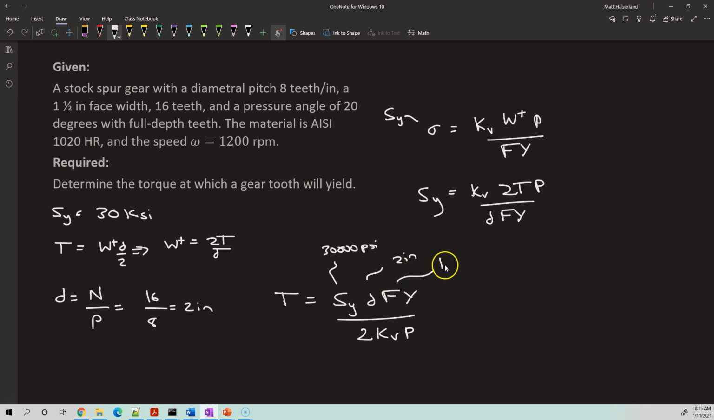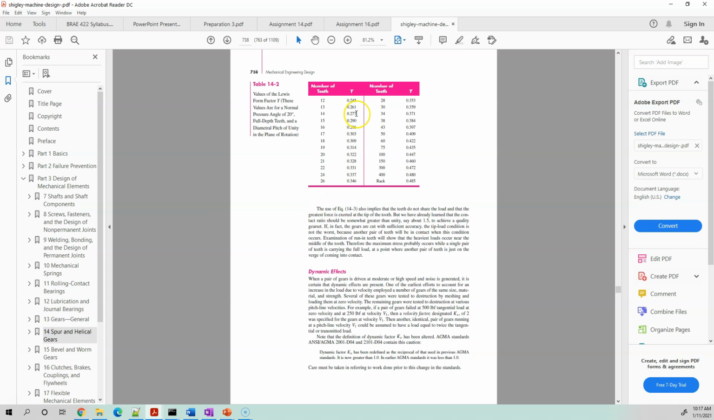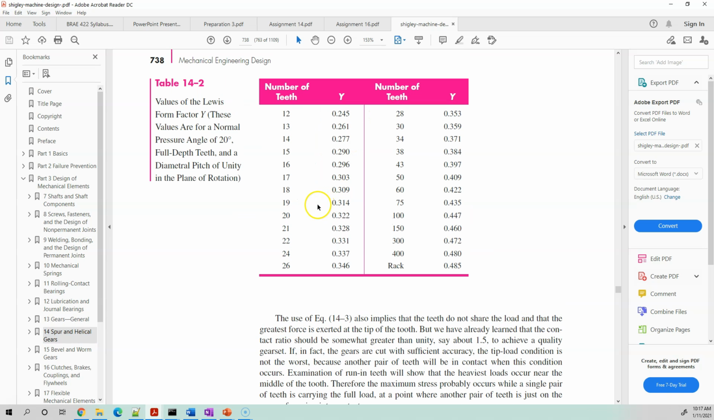F, that's the face width of the gear. This is 1.5 inches. Y is the Lewis form factor. We're going to find that in a second. And P is, we've got 8 teeth per inch. And kV is our velocity factor. So we need to find these two. Let's find Y first. Y, we're going to look it up in the book. Okay, so table 14-2 might be different in your version, but it looks like this. We have a gear that has 16 teeth, so Y, our Lewis form factor, is 0.296.